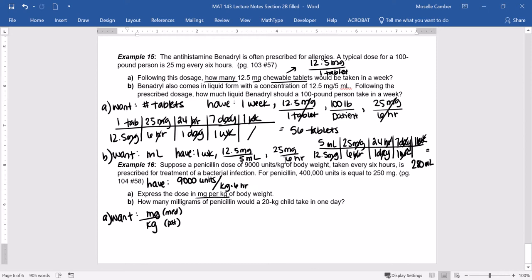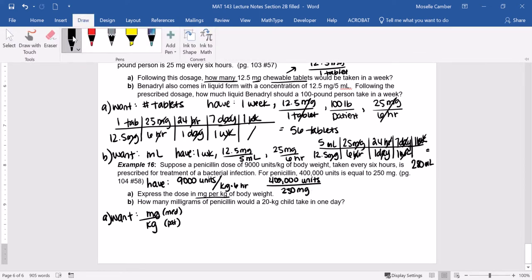And then we have treatment penicillin 400,000 units is equal to, which means we can divide it by 250 milligrams.